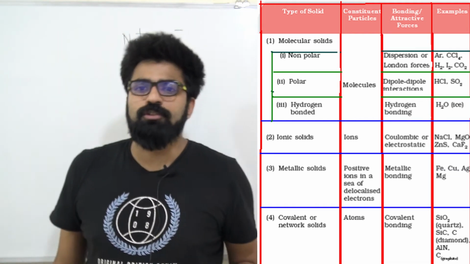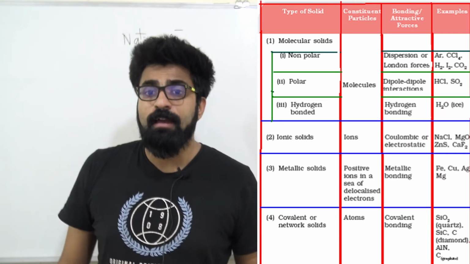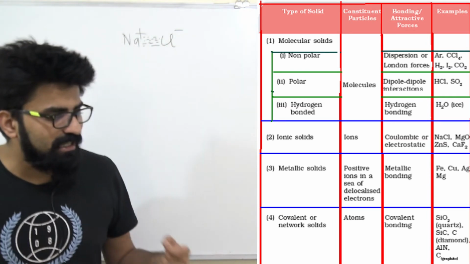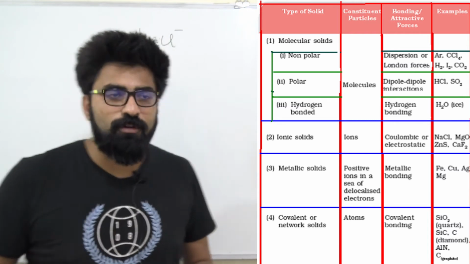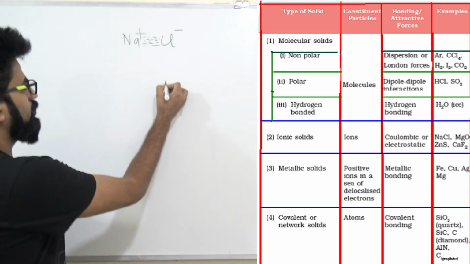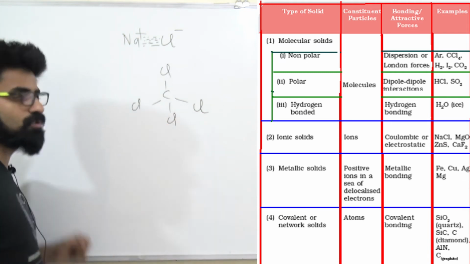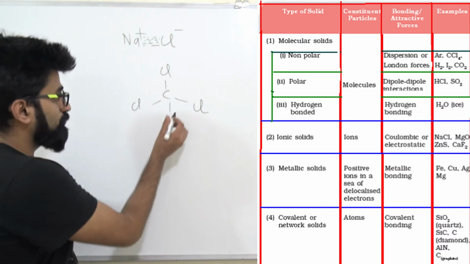Now come to molecular solid. So molecular solid is of three types. First is non-polar. Now what is the meaning of non-polar? So examples, as you can see in NCERT, first example, argon I will consider later. First, let's say CCl4. So if you have CCl4 solid, this is the structure of CCl4. It is tetrahedral, CCl4 in solid form.